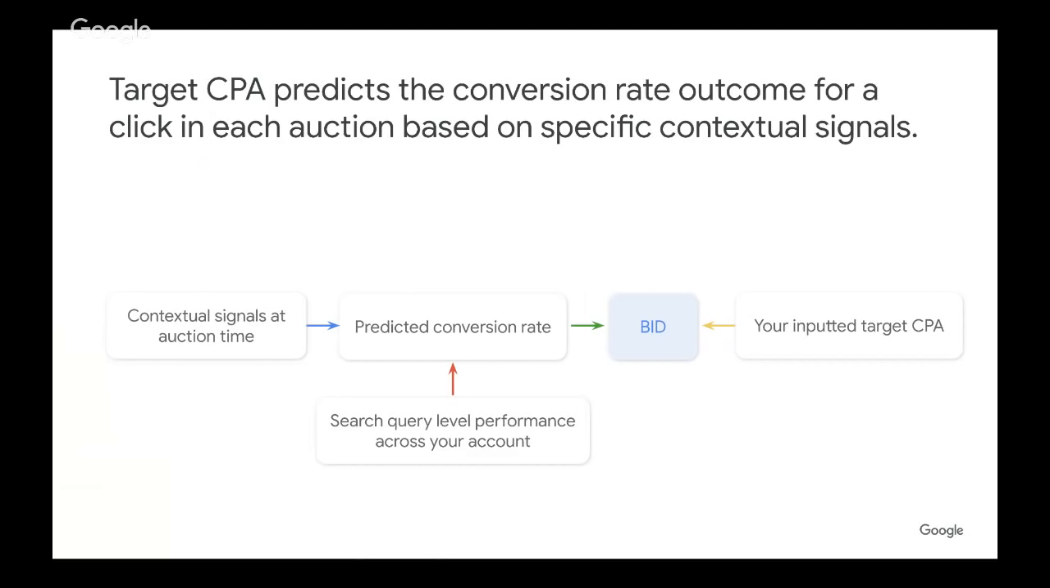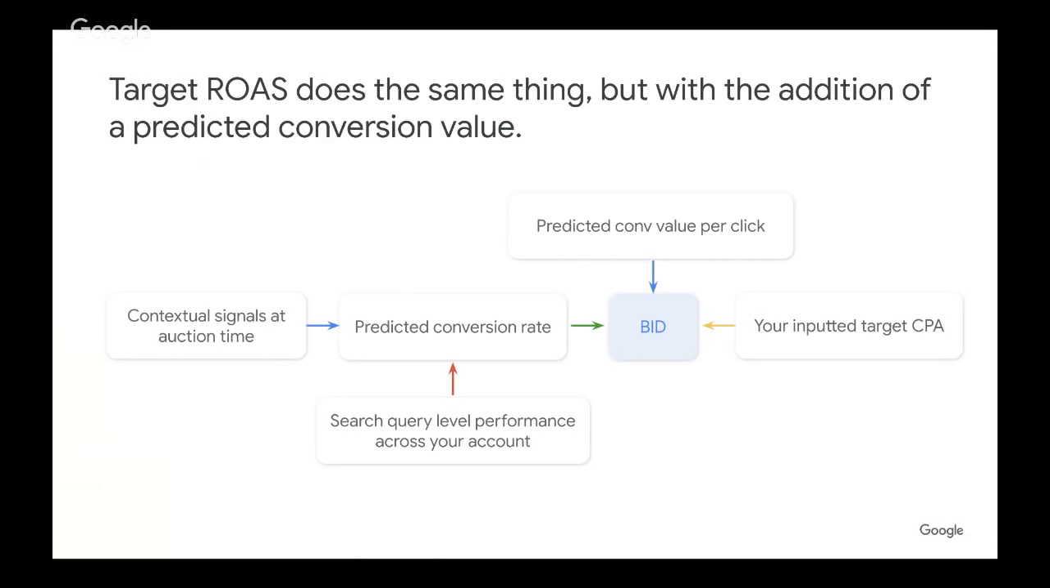Now, if you dig a little bit deeper into Target CPA, it actually predicts the conversion rates, looks at the search query level performance across your account. Then it puts in your bid, and then it looks at, okay, what's the actual cost per acquisition? So is that bid the correct one? If we compare that to Target ROAS, it will not only predict the conversion rate, but it also will predict the conversion value. And recently, I think last year, we introduced that we can also do it per click. So it means per search query and per click, whether somebody's spending more on your website or not.